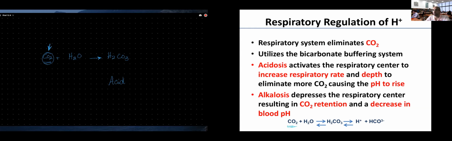So if you have lots of acids, what would you like to do? Would you like to breathe faster or to breathe slower? If I have lots of acids, and carbon dioxide in your blood is mixed with water to form carbonic acid, which is an acid, would you like to breathe faster or slower if you have acidosis? What do you think? If I have acidosis, I have lots of acids.